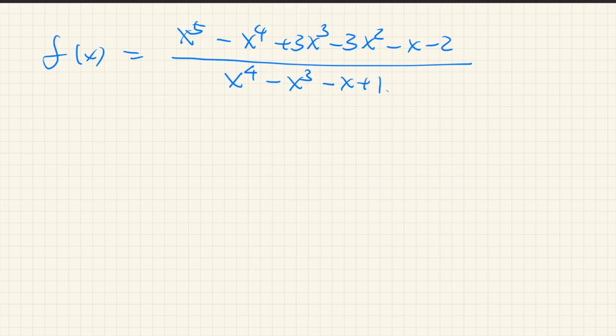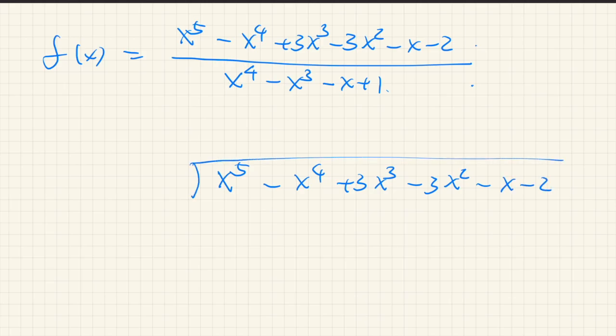Since the degree of the numerator is higher than the degree of the denominator, first we want to take a polynomial out of the numerator. For that we do a long division, for example. So let's do that. x^5 - x^4 + 3x^3 - 3x^2 - x - 2. So let's do a long division.